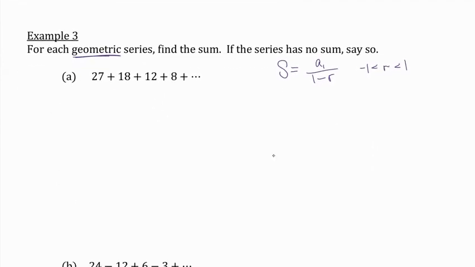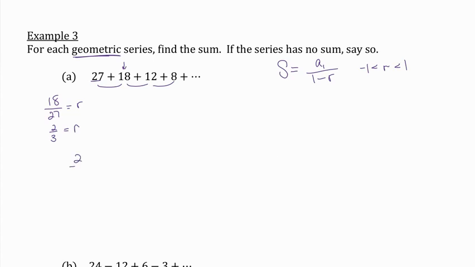Okay, so let's figure out what our R value is here. This one's not quite as obvious because it's not just a ×2 or ×3. So that usually tells me that my R value is probably a fraction. One way to figure that out is just take the second term and divide it by the first term. So I'm going to do 18 divided by 27 to figure out what my R value is. And if I reduce that, those are both divisible by 9, right? So my R would equal 2/3.